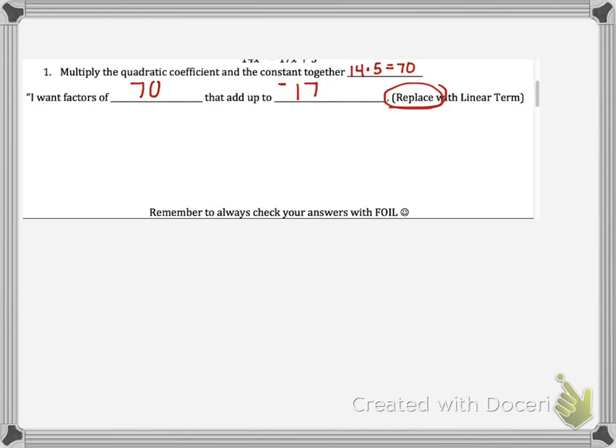So I'm going to look at my factors of 70. I want you to pause and do that as well. Okay, you can see I started to make a list of the factors of 70, and then when I get to a pair that add up to the correct sum, which in this case is negative 17, then that's my target pair right there.